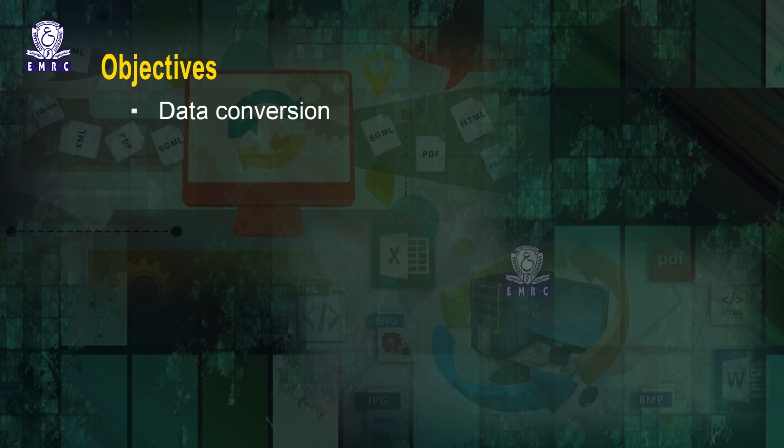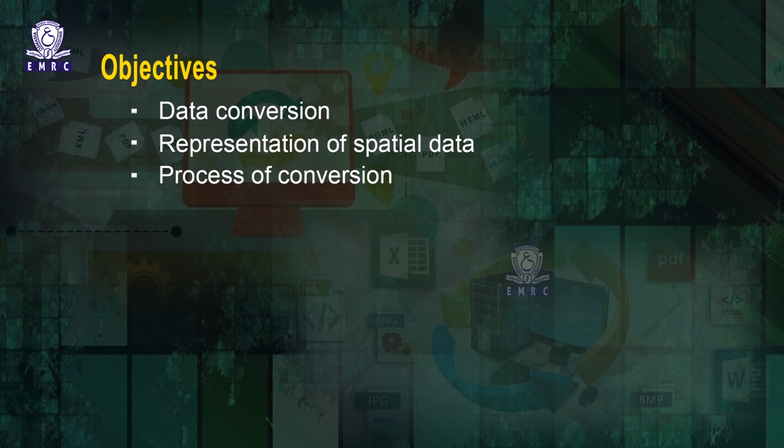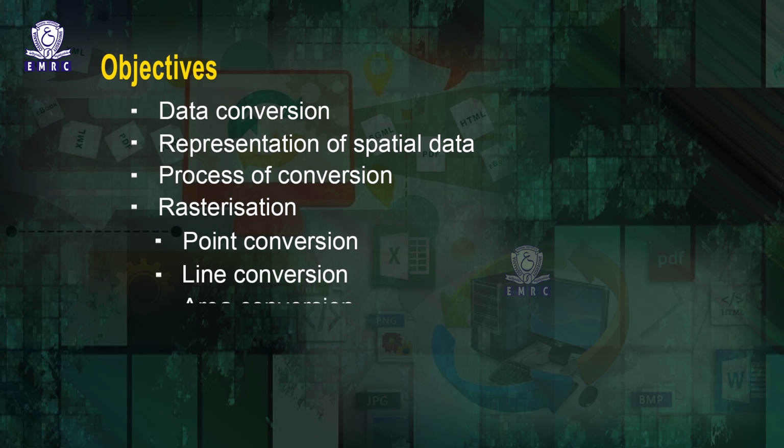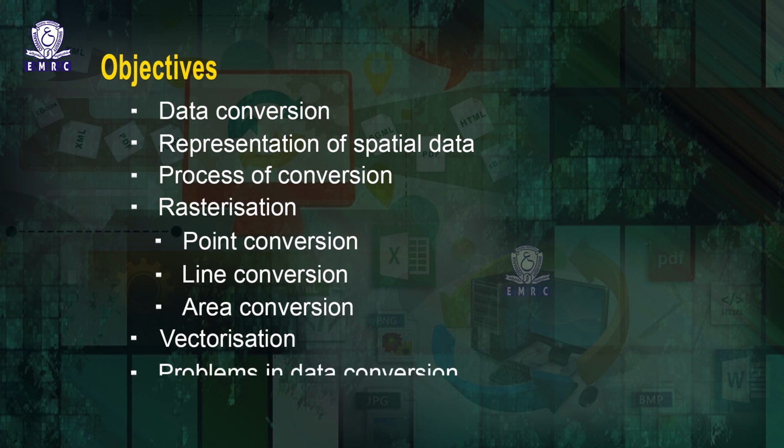Data conversion. Objectives. In this chapter, we will discuss data conversion, representation of spatial data, process of conversion, and rasterization. In rasterization: point conversion, line conversion, and area conversion. Then vectorization, and problems in data conversion.